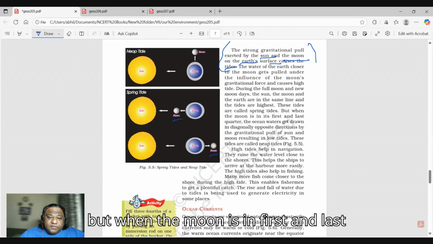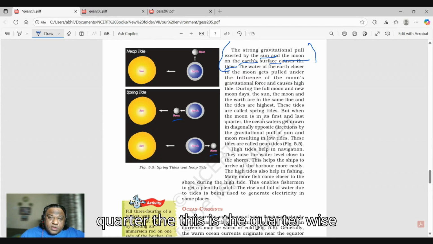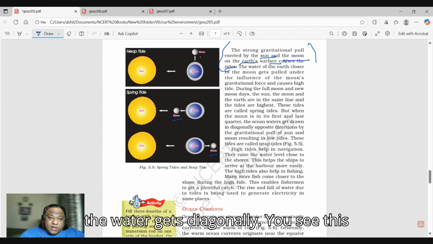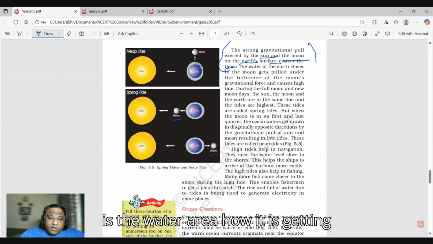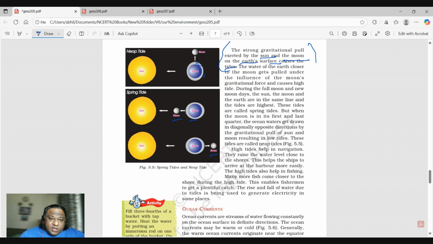But when the moon is in the first and last quarter, this is the quarter-wise position, the water gets attracted diagonally. You see, this is the water area, how it is being attracted, in the shape of this gray oval. So these are called neap tides.